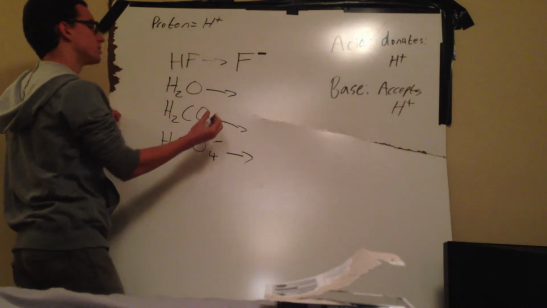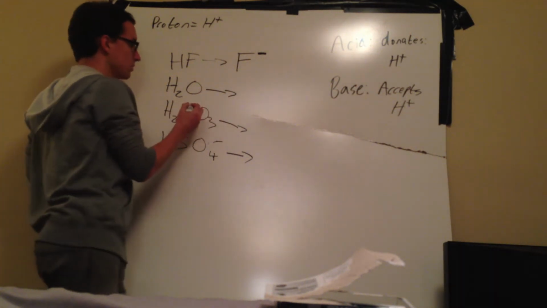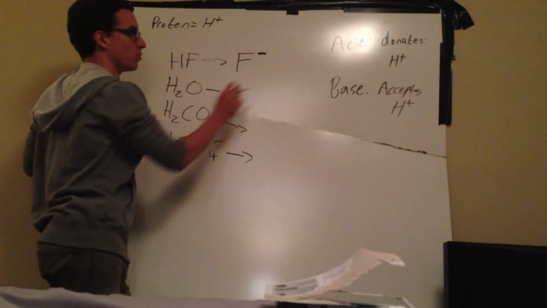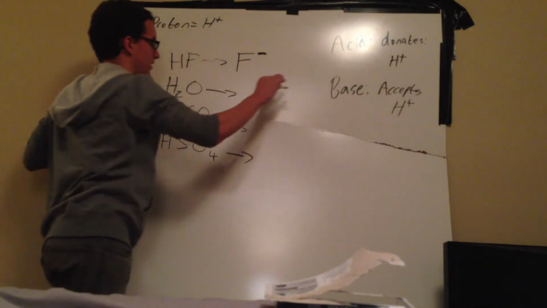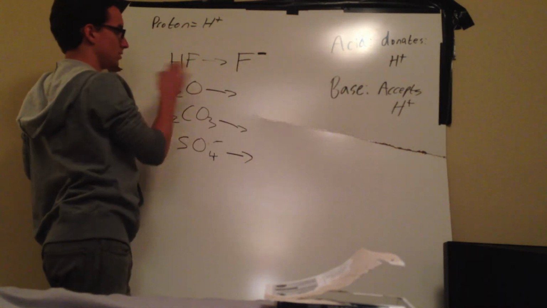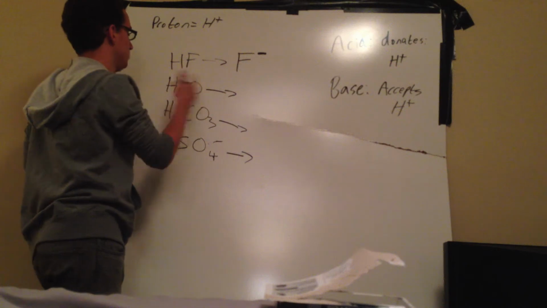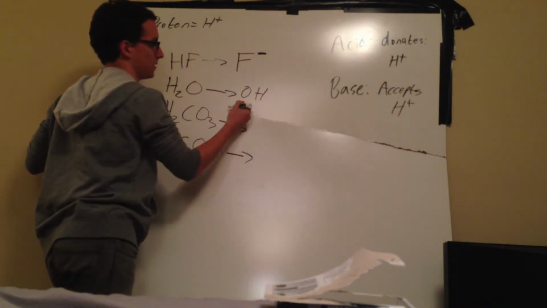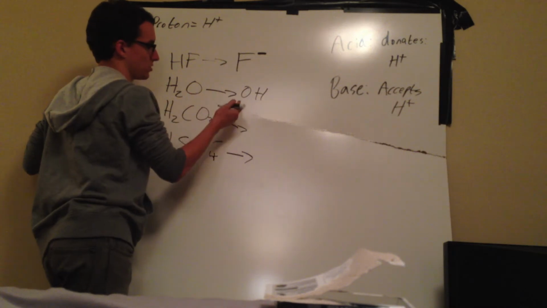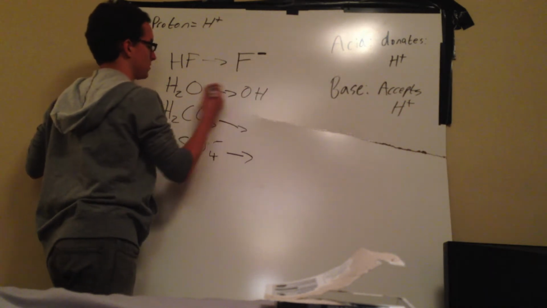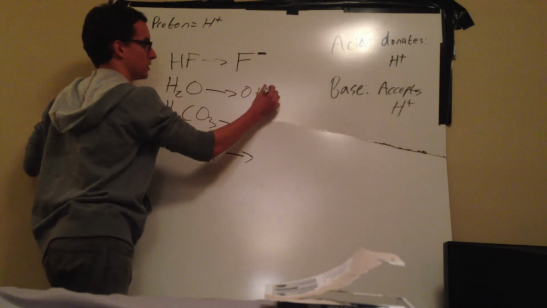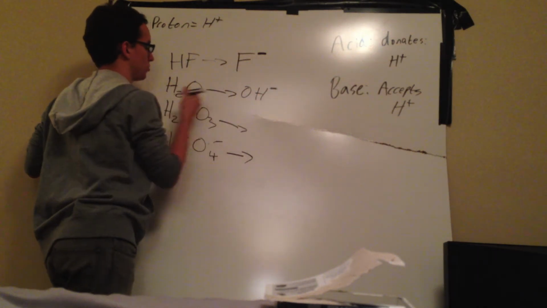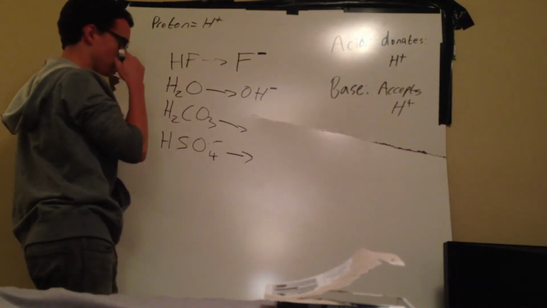It'll click. So H2O. Since it's turning into a base, it has to give away an H+ or donate it. So it loses its H and turns into OH because it'd be OH2, or H2O, if it had the other one. But since it lost one, it becomes OH, and then that charge drops down to a -1 because it was neutral and then lost a plus charge.